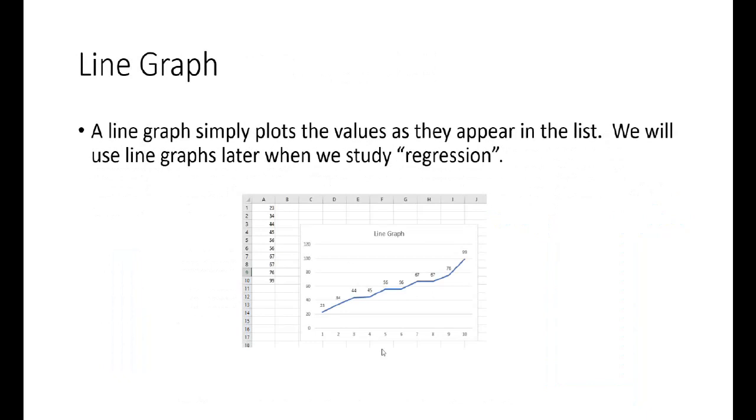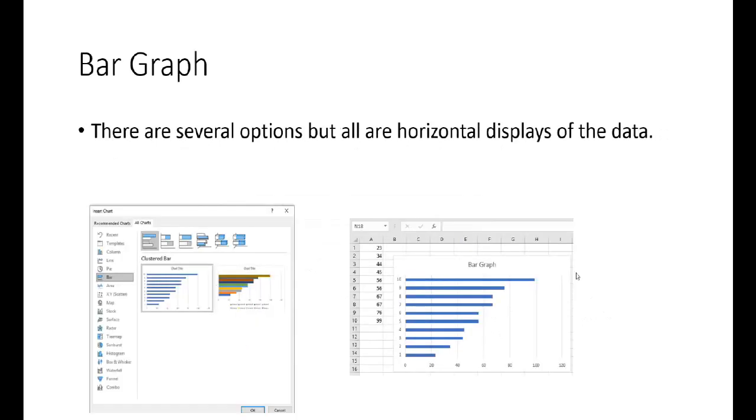A line graph is simply a graph that plots the values as they appear in your list. And again, if you click the chart and click on the plus sign, it's going to let you select some options. I chose display the data on the line, and you'll notice that it's doing exactly that. And you can have it displayed above the line, on the line, below the line. Okay, so that's a line graph, and we will be using line graphs quite a bit when we study regression.